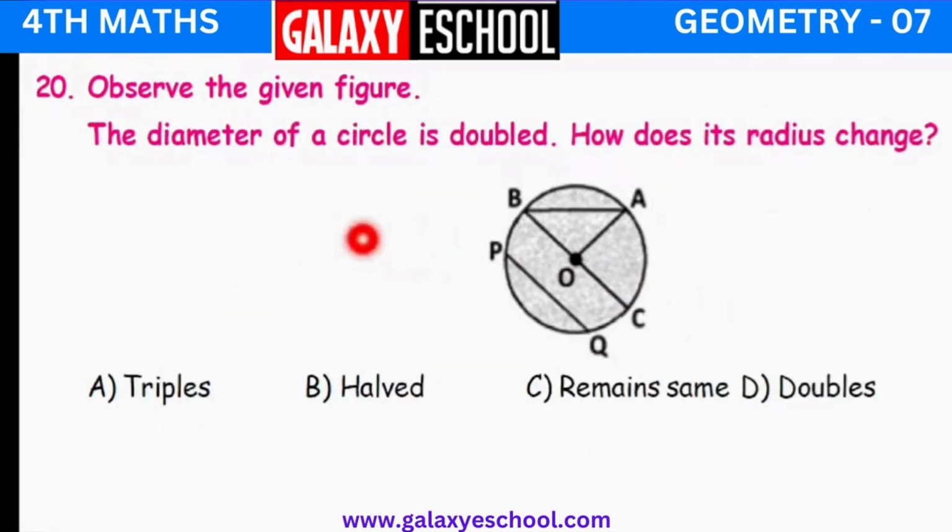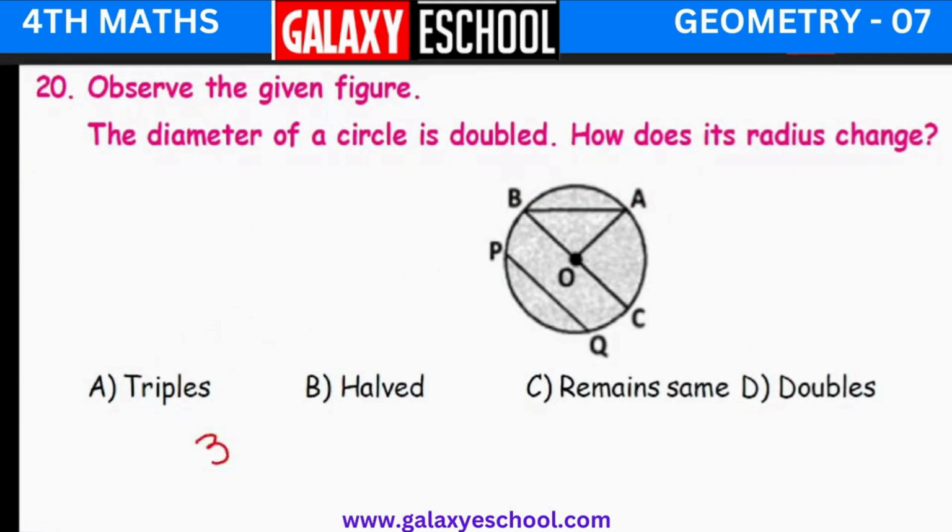Now coming to question 20. The diameter of a circle is doubled. Now how does its radius change? Will the radius become triple? Triple means 3 times. Next, will the radius become half? Or will the radius remain the same, or will the radius double?